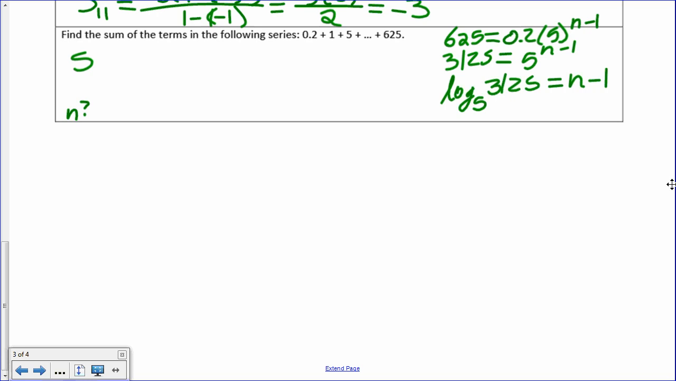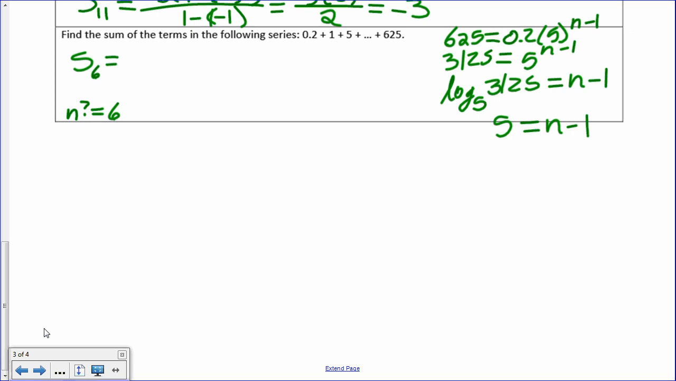So you guys should know how to evaluate this. Remember the division trick? And then you add 1. Add 1 to what? You don't know what this is. It should be a whole number. Log of 3,125 divided by log of 5 is 5. Oh, I didn't add. So n is going to be 6.